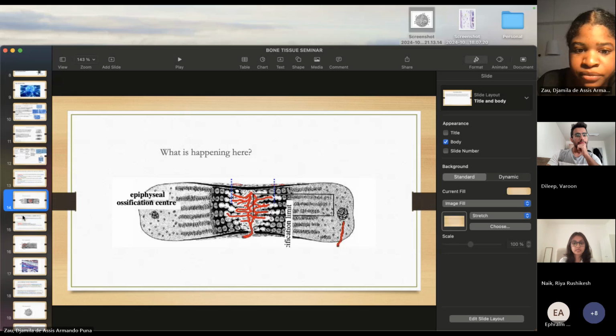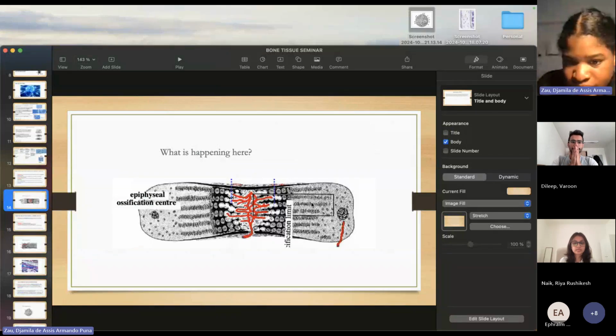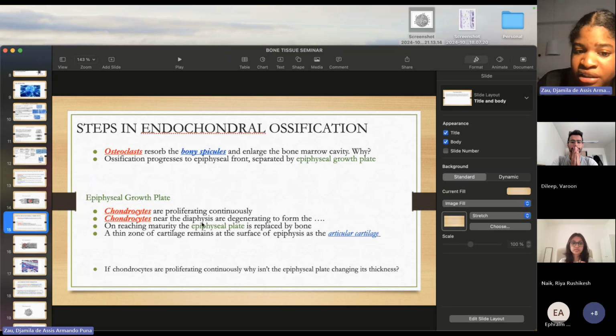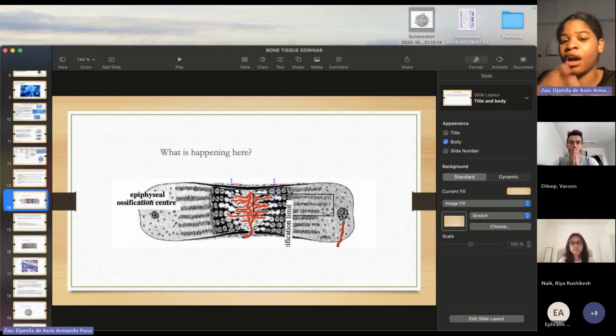Chondrocytes are proliferating continuously near the epiphyseal side. As you guys can see, they're proliferating. You see a bunch of them. However, the chondrocytes that are near the diaphysis are degenerating. And this is how you have the creation of bone, right? Because they're degenerating, you're going to have the primitive cavity, the vessels coming in, osteoblasts, and so on. These are things happening at the same time.